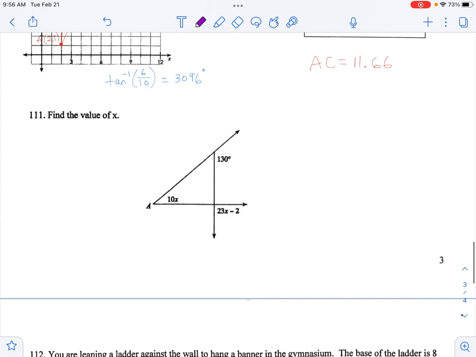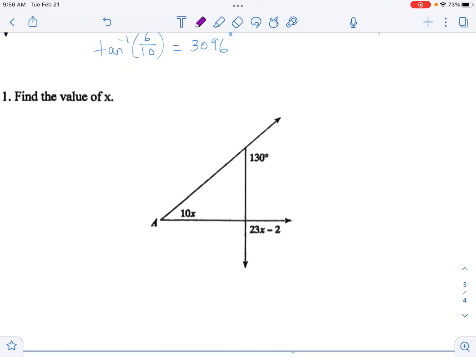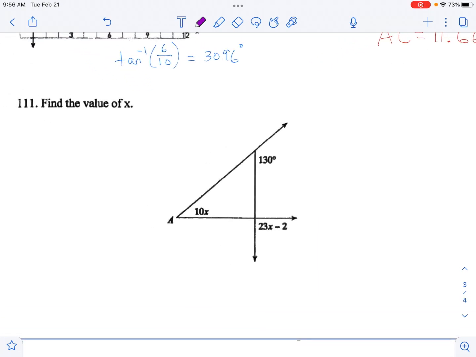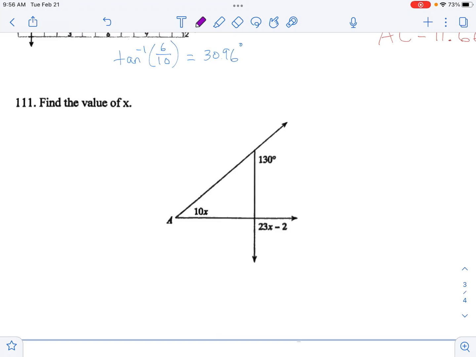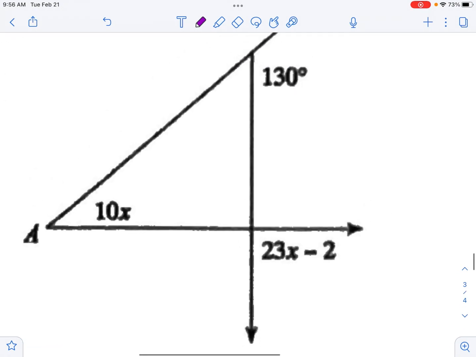For number 11, we need to use the triangle sum theorem for this one, but we also need vertical angles. I would actually use, let's use vertical angles first. Right now we know that these two angles must be equal to each other. So I'm going to say this is 23x minus 2 as well.